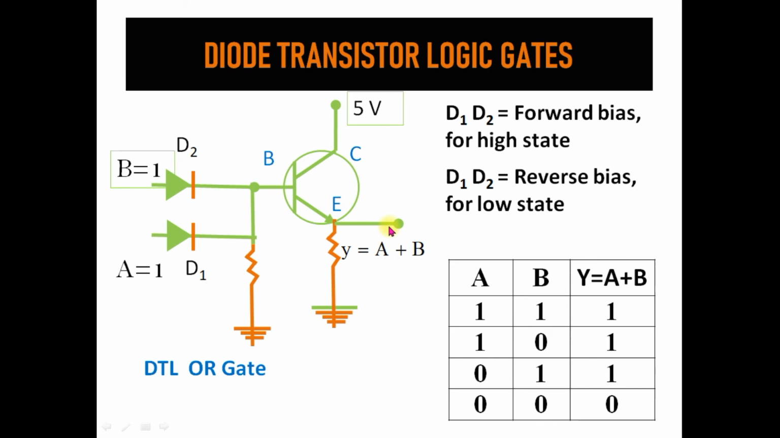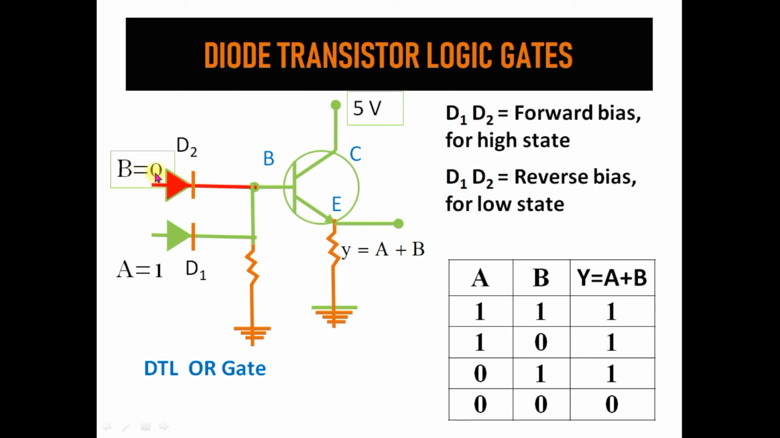In the DTL OR gate, if A is equal to 1 and B is equal to 1, then both these diodes are in forward bias. When these diodes are in forward bias, there is a flow of current or voltage to the base. Then this makes a complete path for the flow of current or voltage. Then the output is 1.